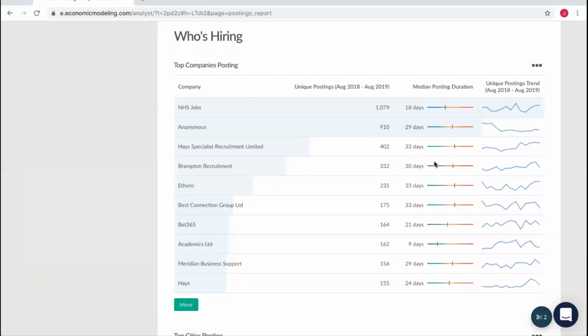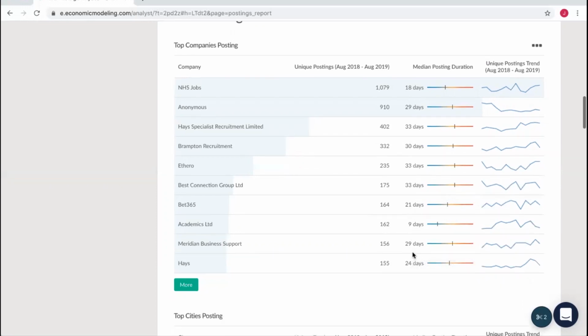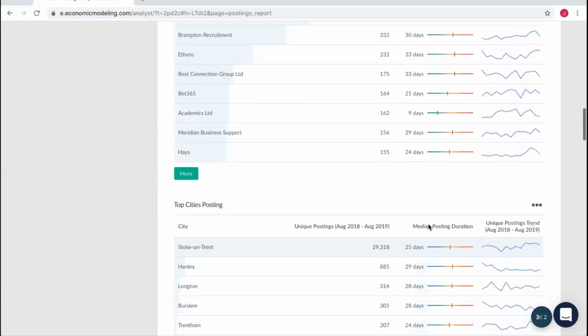And then we can also see these actual employers' median posting duration. So, for example, if we look at Best Connection Group, their 175 jobs which they've posted in the last 12 months are online for around 33 days. Whereas if we look at Academics Limited, they've had 162 jobs and they're only live for 9 days. So there's clearly something different in terms of how they're advertising or their uptake for those vacancies.